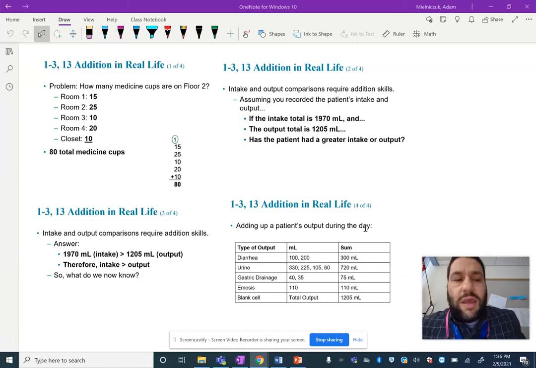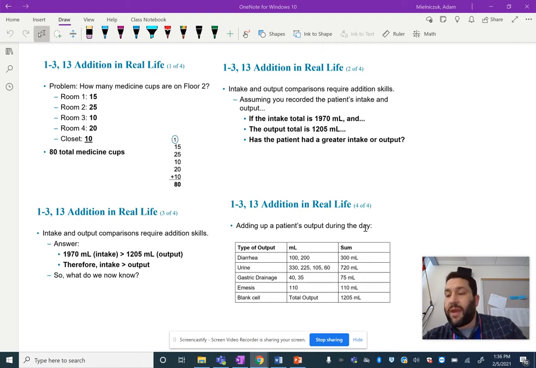All right. So in this class, we need to know how to add numbers in the context of health concepts. So some types of problems we may look at in this class could be something such as the upper left, where it says how many medicine cups are on floor two. Okay, where would this fall in a nursing career?